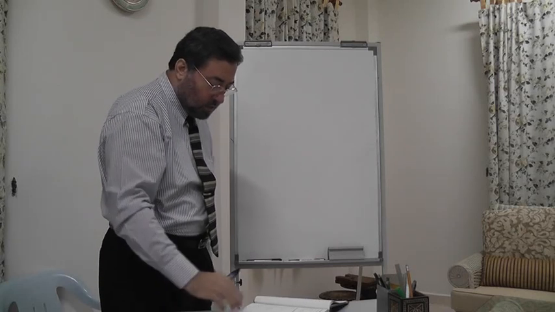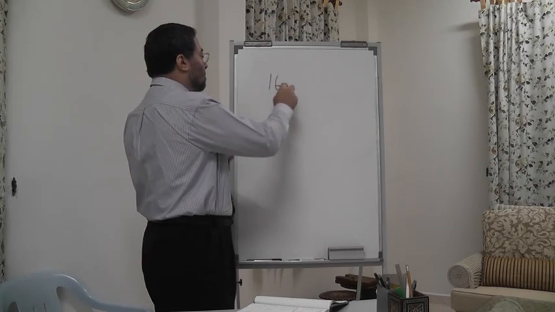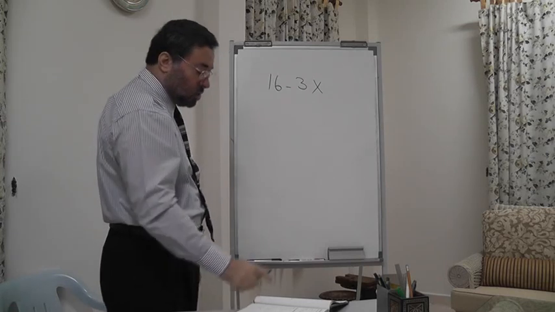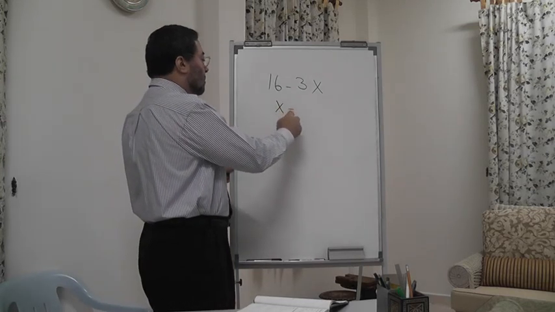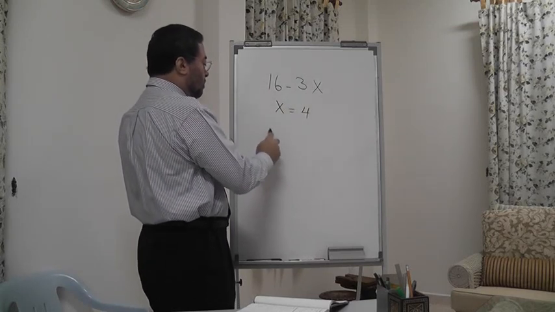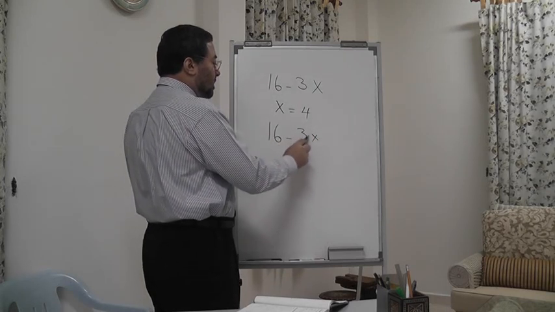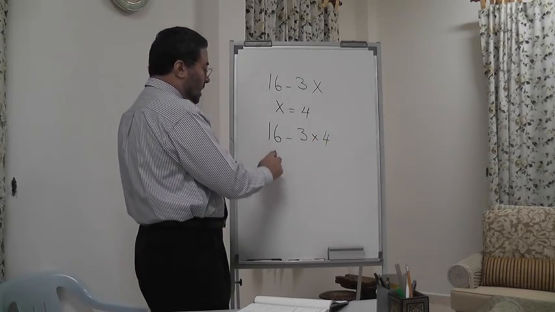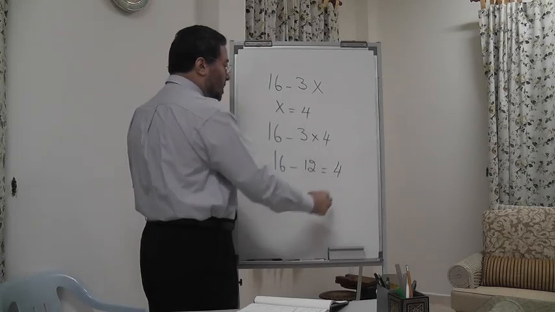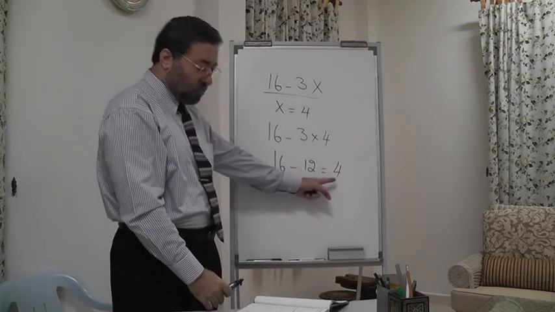Another example is number 22. Here we have a variable, 16 minus 3x, and we are evaluating this for x equals 4. So I will replace x with its value, and that's 4. So this will be 3 times 4, and that will be 16 minus 12, and that's 4. So the value of this expression at x equals 4 is 4.